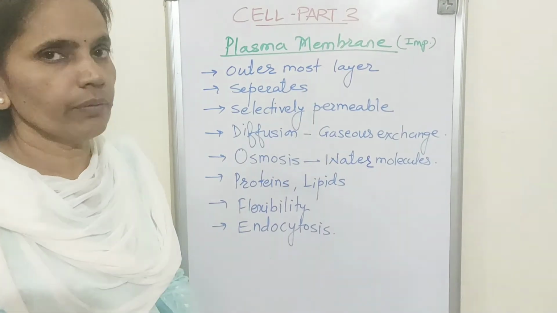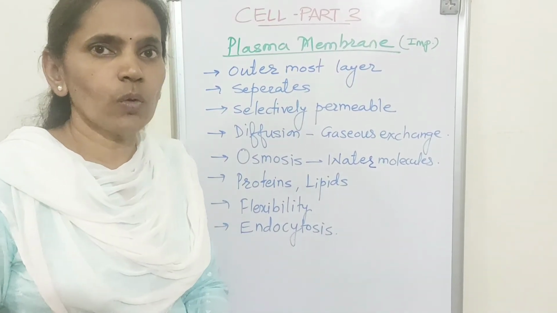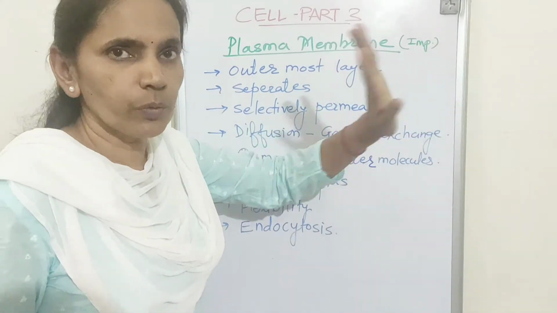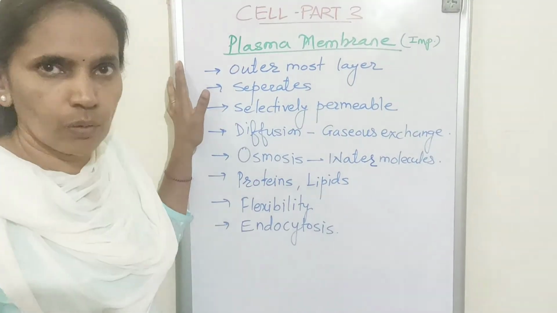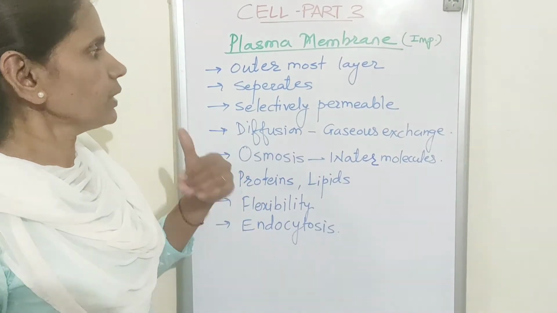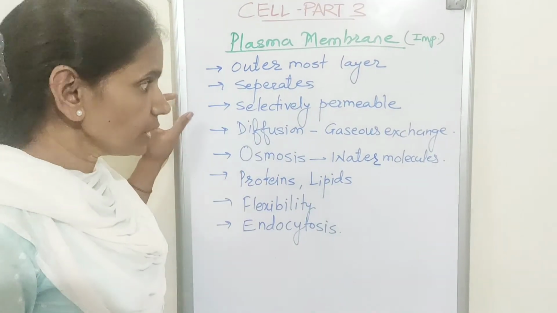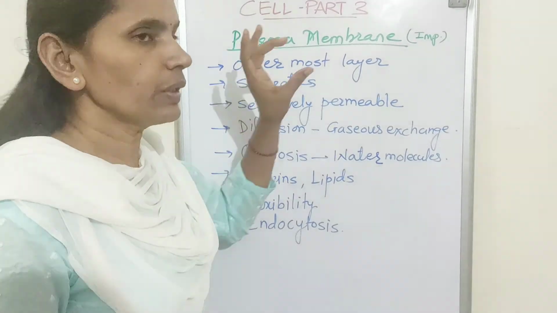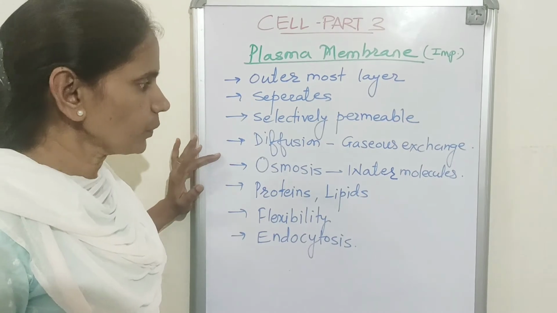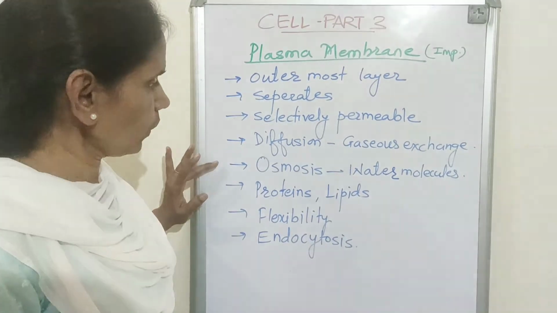So before ending today's session, let's have a small recap regarding the plasma membrane. That is the important point. The plasma membrane is the outermost layer. It separates the cell's internal contents from the surrounding environment. The major factor is that it is a selectively permeable membrane and it carries out this function by two processes, that is diffusion and osmosis.